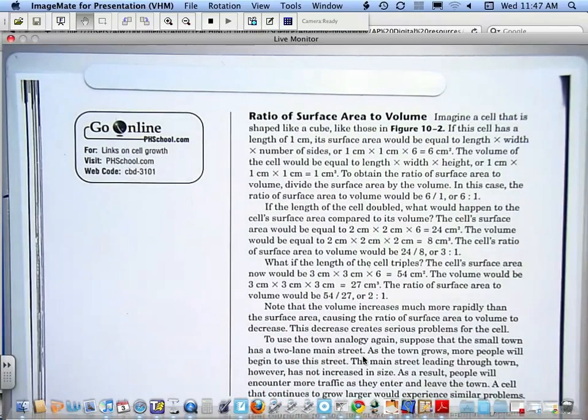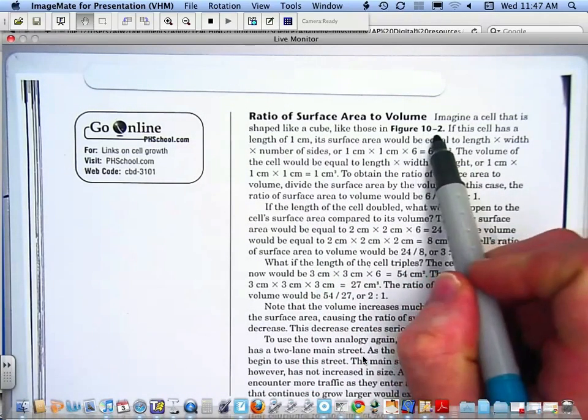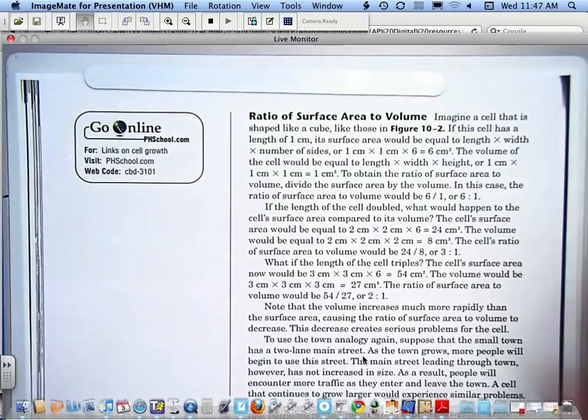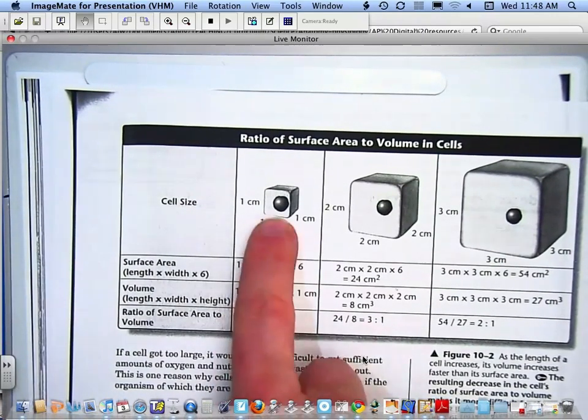Imagine a cell that is shaped like a cube, like those in figure 10.2. Okay, where's figure 10.2? Hold on. Just a moment. Figure 10.2 is right here. Okay, so we're imagining a cell that's shaped like a cube.